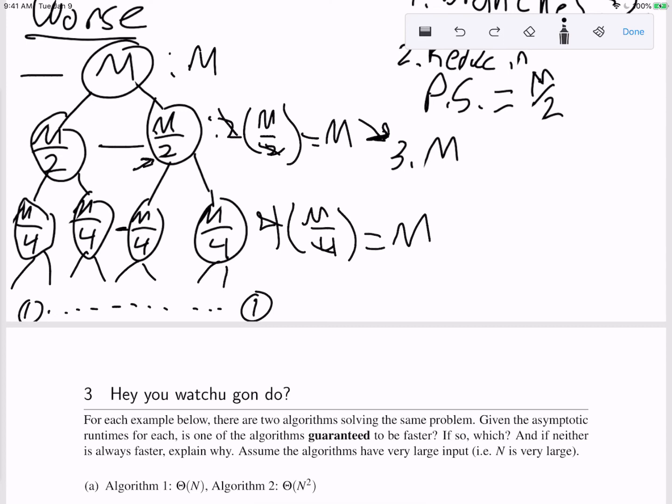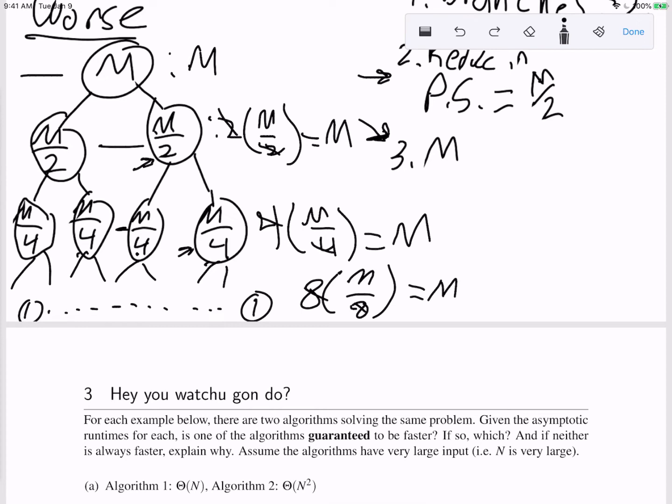Okay, let's try to do the next row, right? So the next row is definitely going to have 8 things, right? And that's because the previous row had 4 things. Each one of those things will have 2 branches. So 8 things. And what's the problem size going to be? Well, the problem size on the level previously was m over 4. And since the reducing problem size is by a half, this is going to become m over 8. And again, these cancel, and we get m. And this is going to happen for every row. You can write a little proof if you want, or you can just extend our pattern and say it's going to happen to every row.